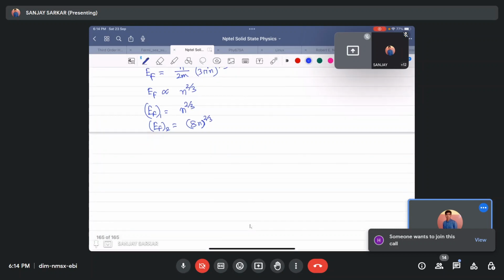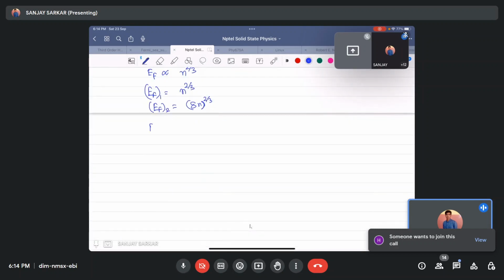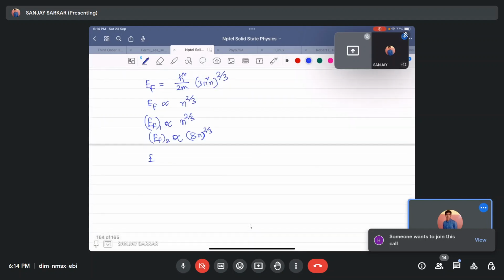And if we do EF2 by EF1, it is proportional, the rest is constant. So EF2 by EF1 is (8n) to the power 2 by 3 divided by n to the power 2 by 3. So it is just 8 to the power 2 by 3, and 8 is actually 2 cube, so it is 4.